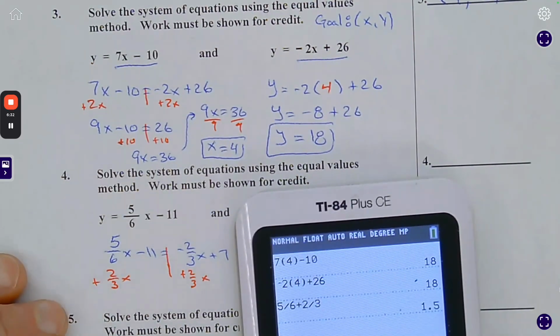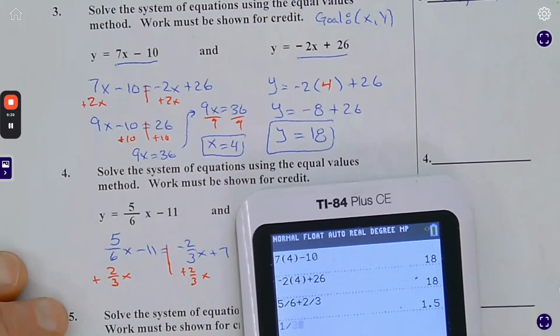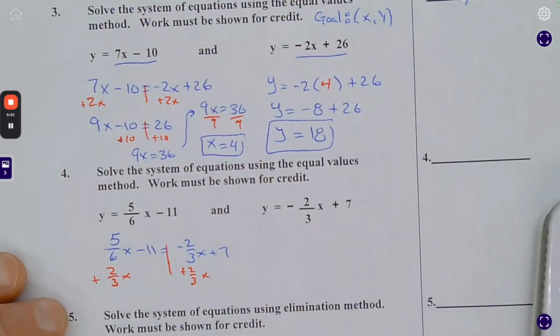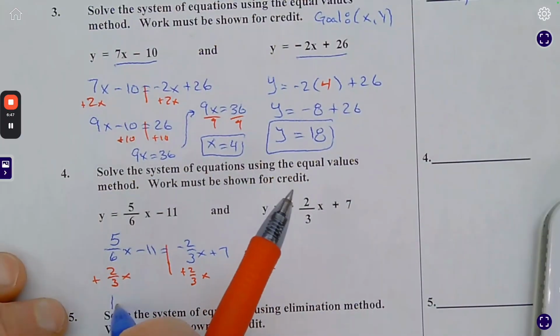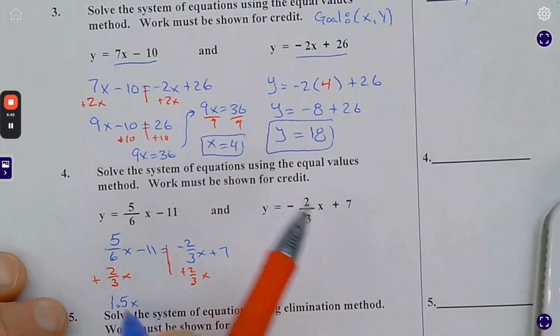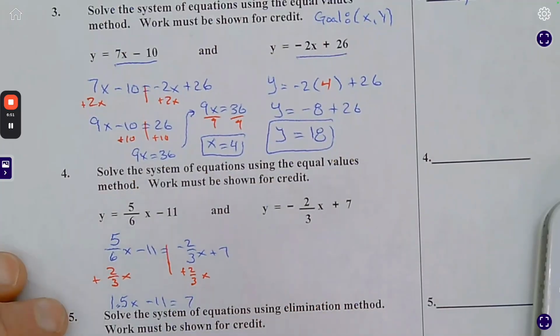You can use 1.5, all right, because it's a terminating decimal. But if you got something like this, then you would have to turn it back into a fraction. So, but 1.5, you can absolutely use that number. So 1.5x minus 11 equals 7.